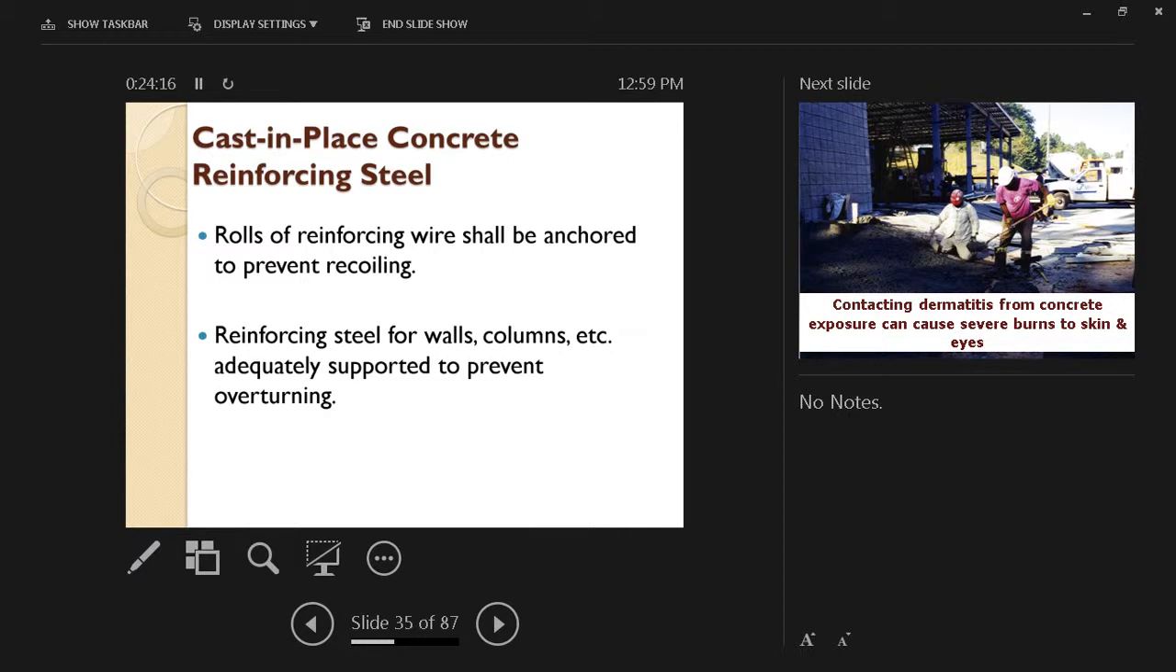Sometimes this rebar would come in sheets, not in coils, and in this case it's going to be much easier to install. Reinforcing steel for walls, columns, etc. should be adequately supported to prevent overturning, because again, if it overturns, first of all, it can injure someone, and second, if you place the concrete without the rebar, then it's not a reinforced concrete wall and can lead to a collapse.